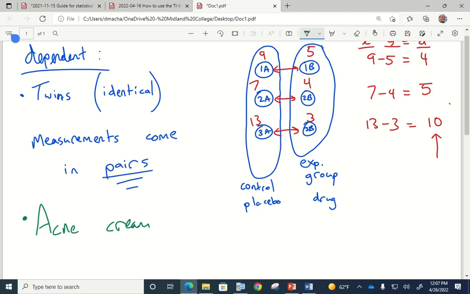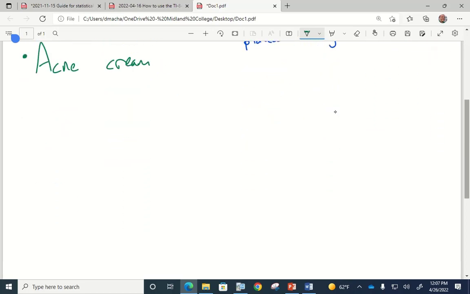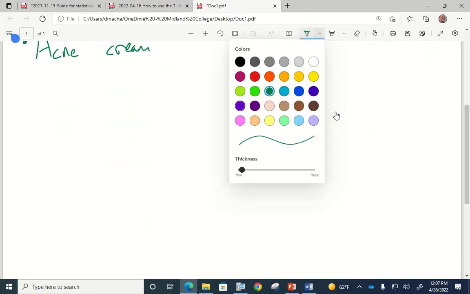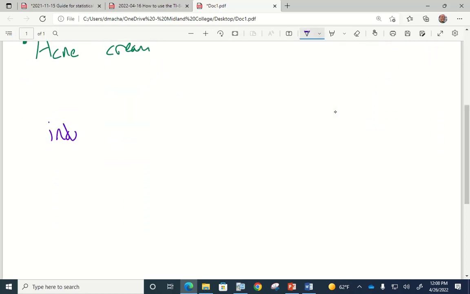Since it's the same person, every other effect is already controlled for, like where they go, what they eat, what their genetics are. That's all controlled for if you just compare the sides of the same person's face. That's a neat example, but that would be dependent data. Independent data just means not dependent.